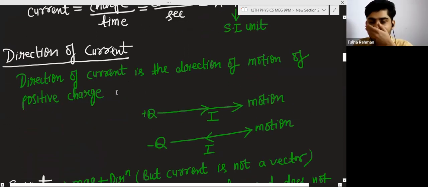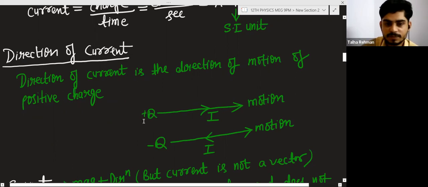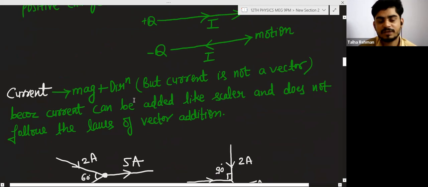The positive direction of current is the direction of motion of the positive charge. If a positive charge is moving in this direction, then the direction of current is in this direction. If a negative charge is moving in this direction, then the direction of current will be opposite. And current is not a vector, not a scalar. Current is a tensor quantity.